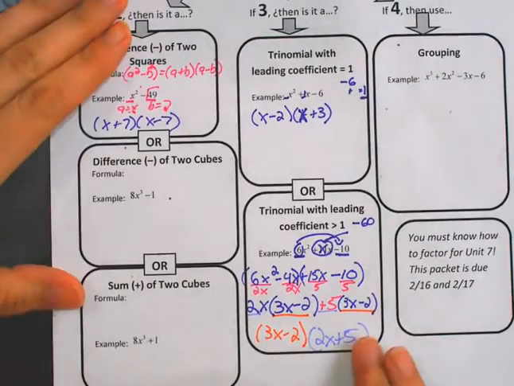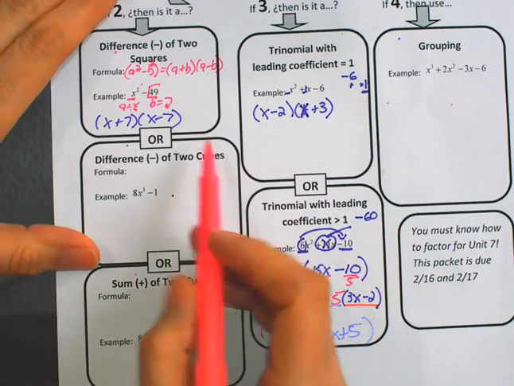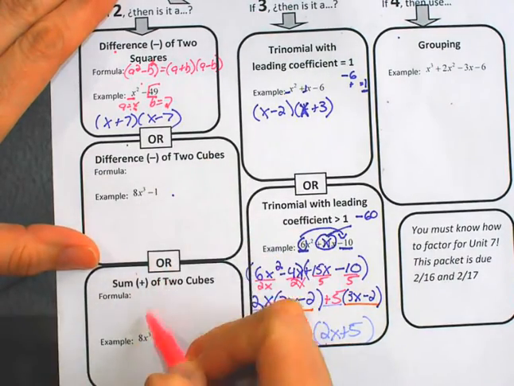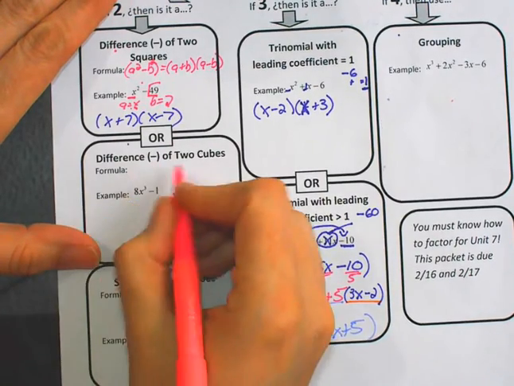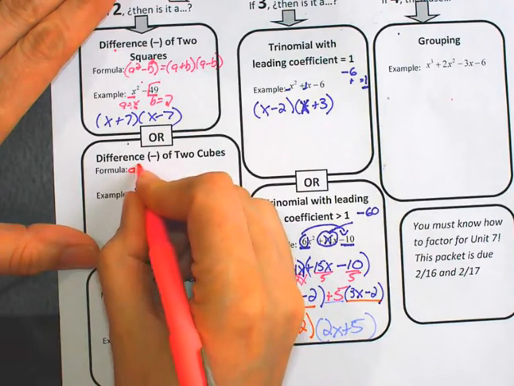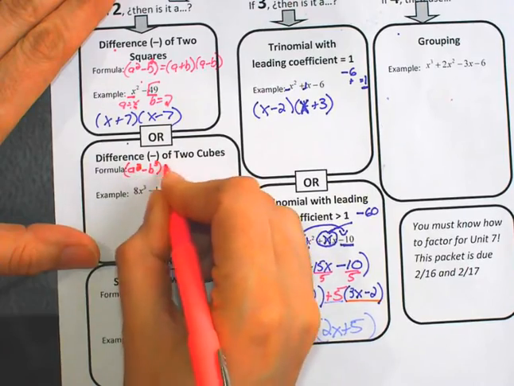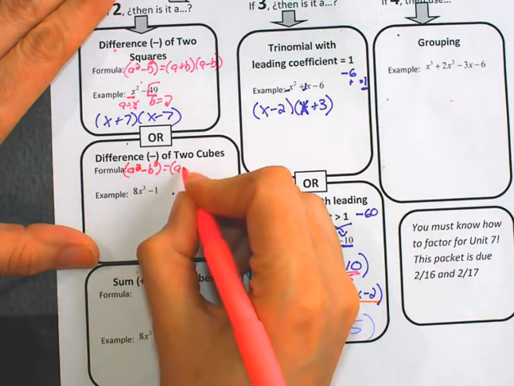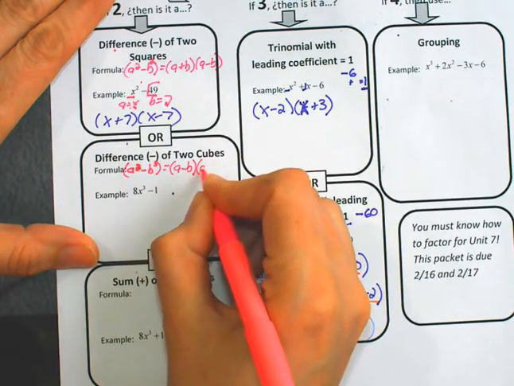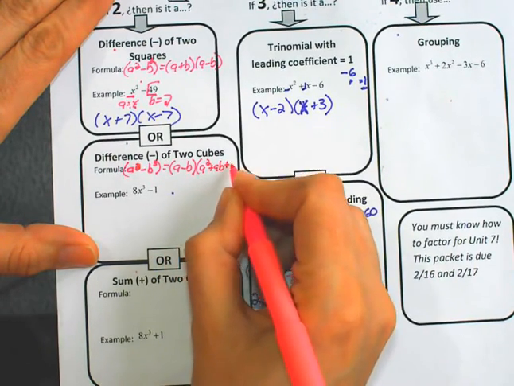Alrighty. Let's go on to another way. So I have the difference and sum of cubes. Notice that this is different because these are cubes. They're very similar, it's just some of the signs are different. So if you have the difference of cubes, which means I have a cubed minus b cubed, your two factors are going to be a minus b, times a squared plus a times b plus b squared.